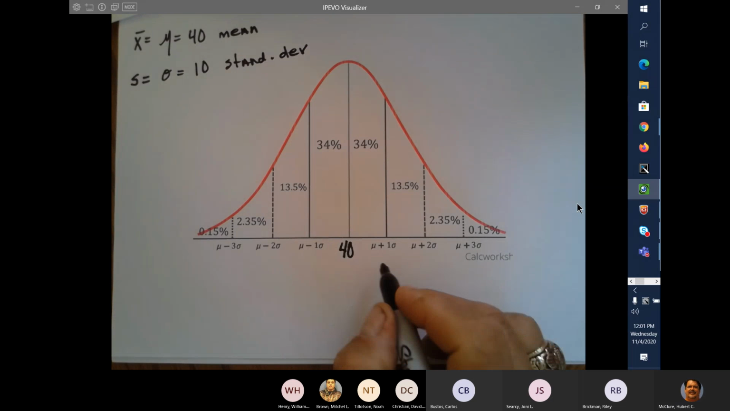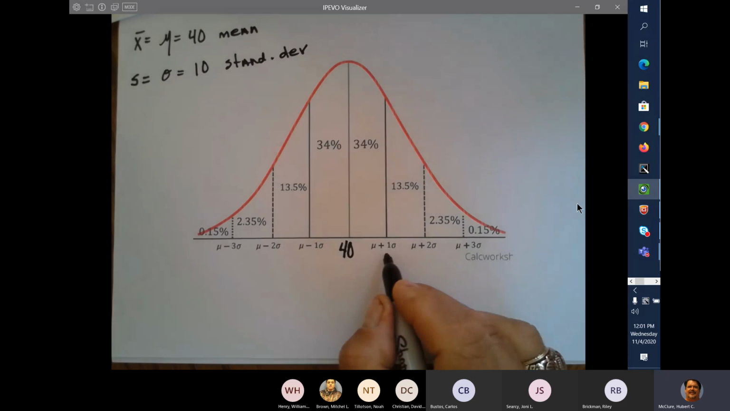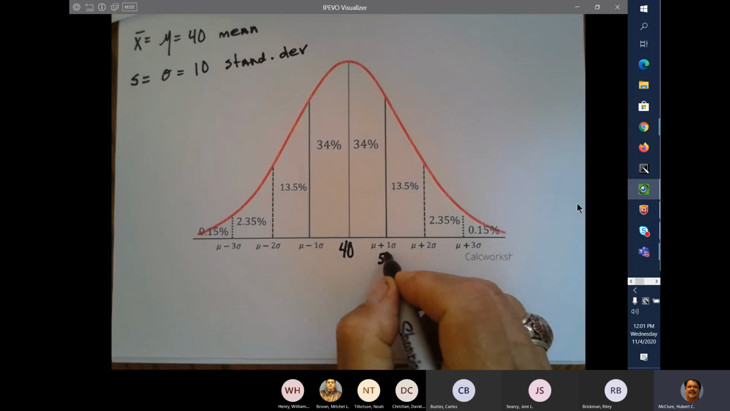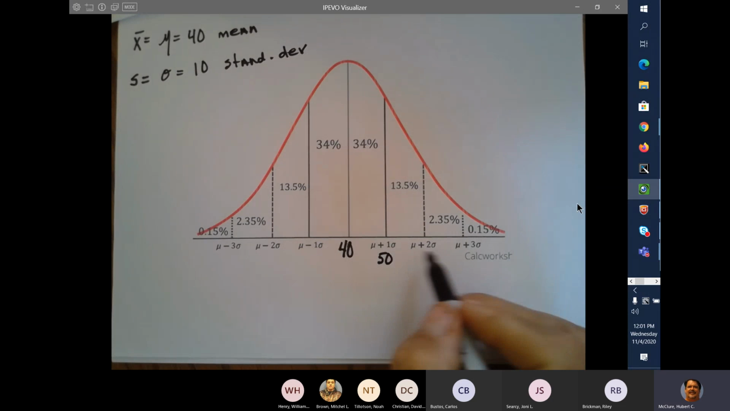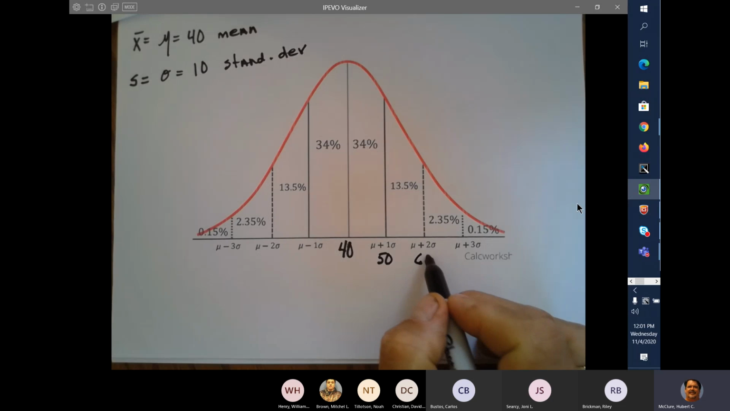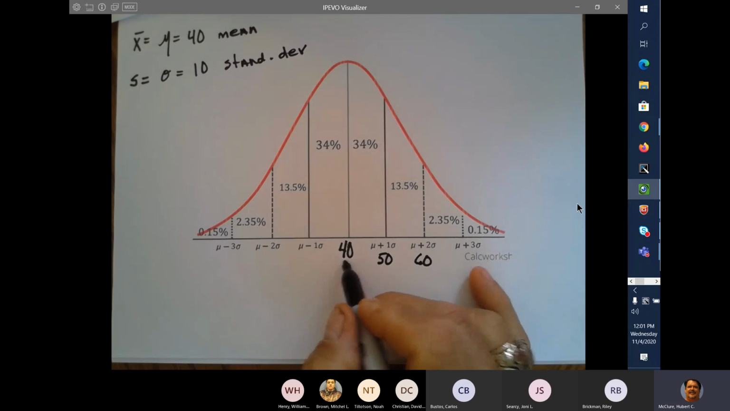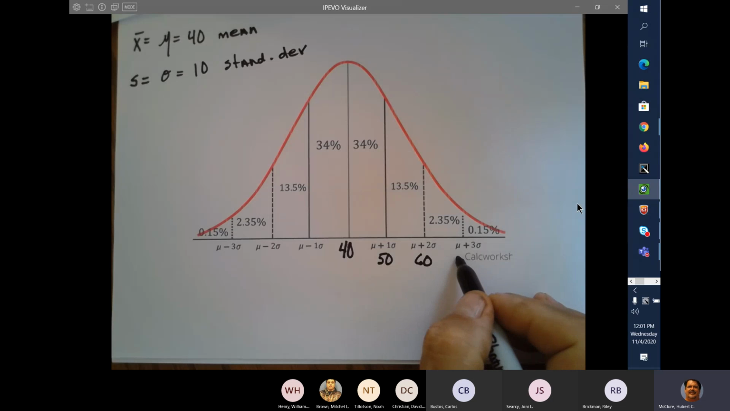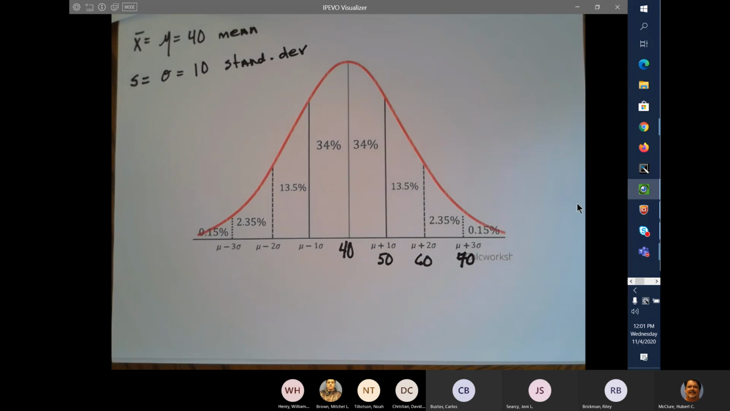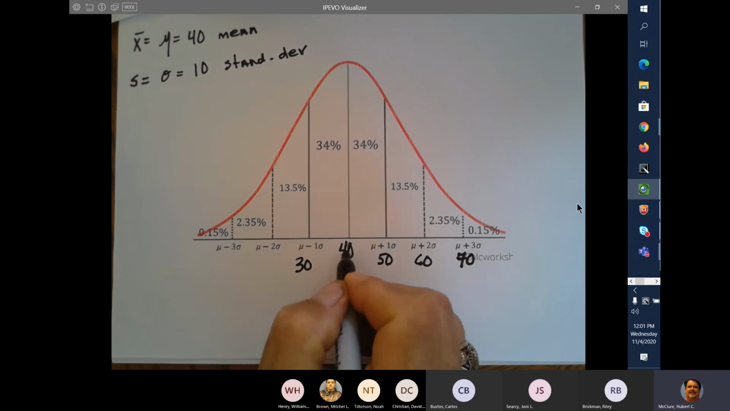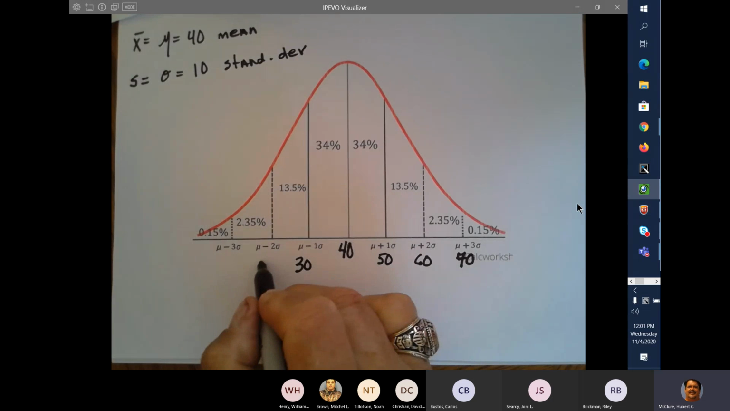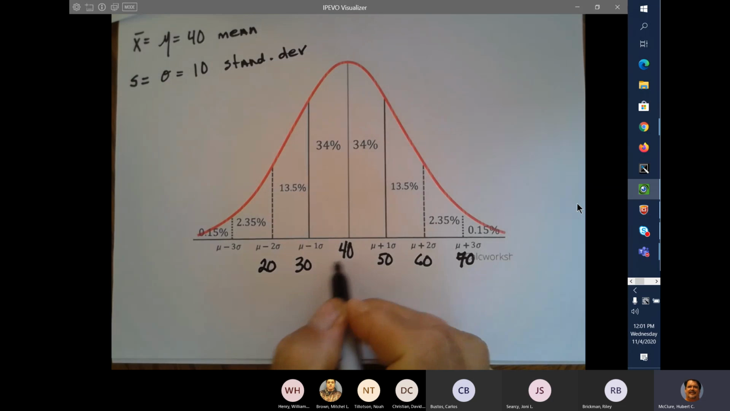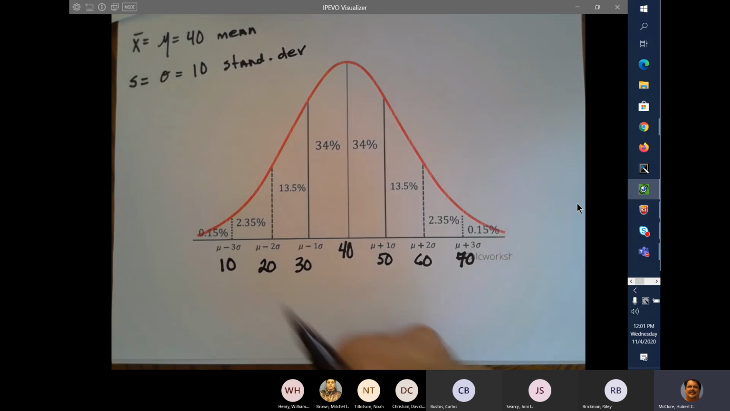So mu is 40. Plus 10 is 50. 40 plus 20 is 60. 40 plus 30 is 70. 40 minus 10 is 30. 40 minus 20 is 20. And 40 minus 30 is 10.